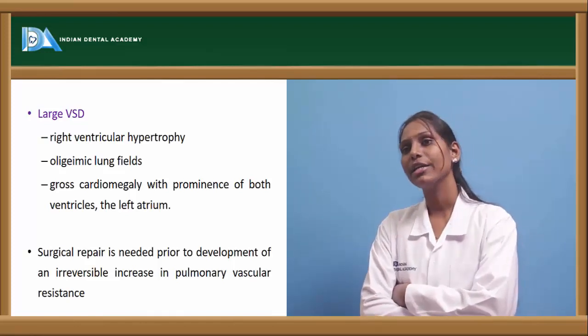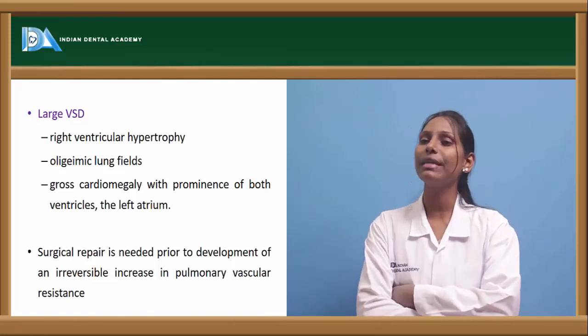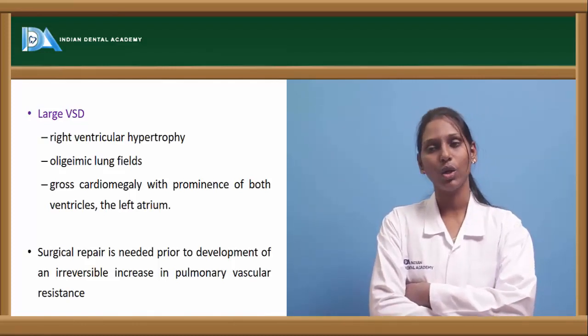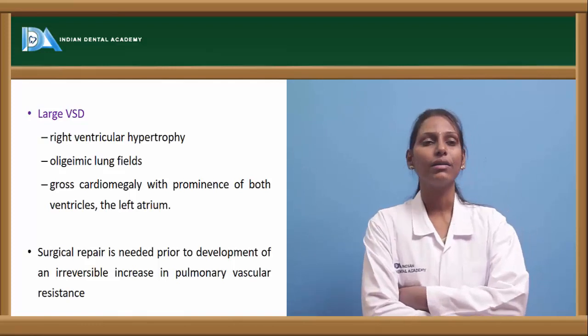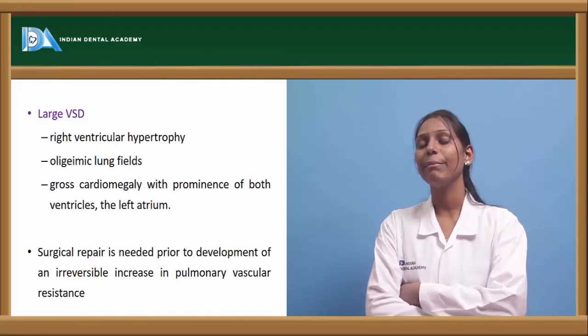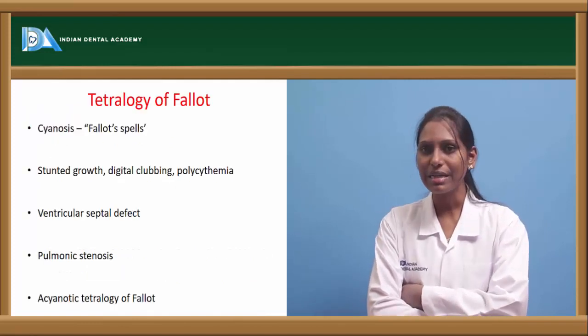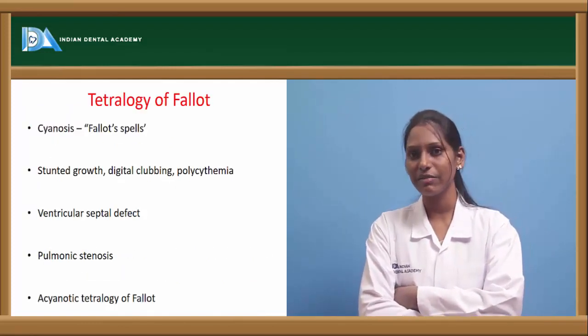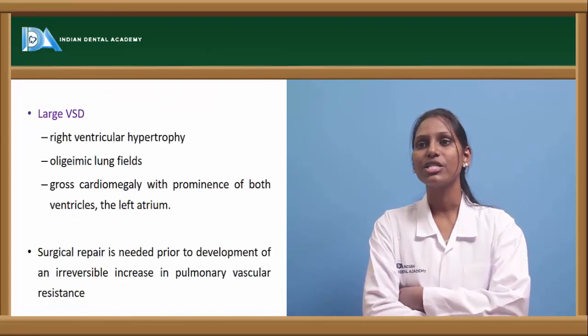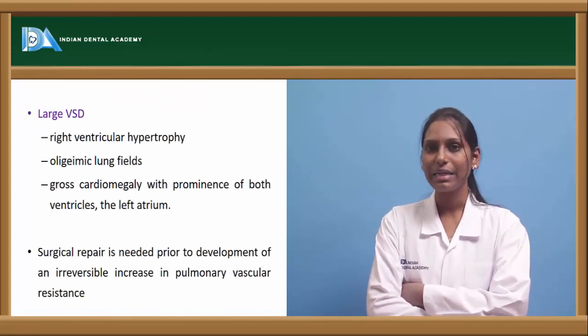There is a gross cardiomegaly with prominence of both ventricles and the left atrium here. Surgical repair is needed prior to the development of any irreversible increase in the pulmonary vascular resistance. If there is an irreversible increase in pulmonary vascular resistance, then approaching surgically is very difficult in those cases.